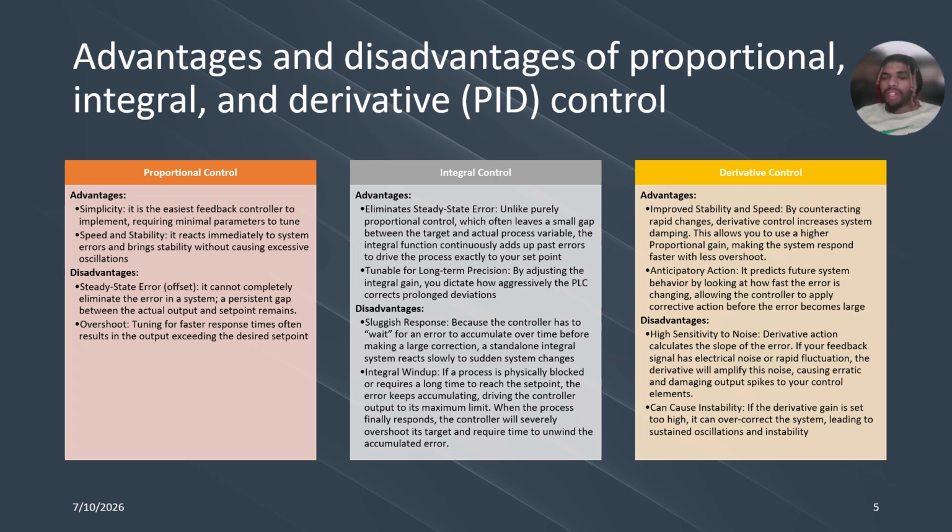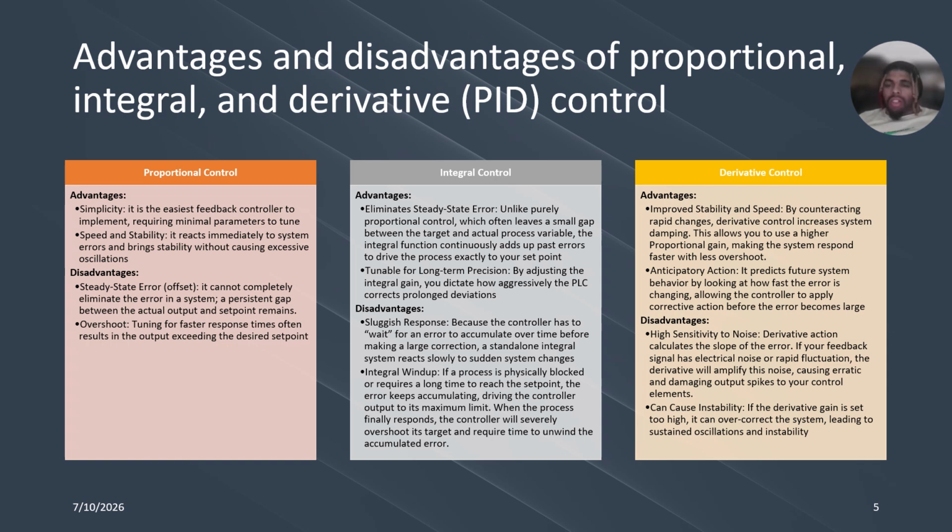Now, some disadvantages would be high sensitivity to noise disruption. Derivative action calculates the slope of the error. If the feedback signal has electrical noise or rapid fluctuation, the derivative will amplify this noise, causing erratic and damaging output spikes to control elements, which is not good.